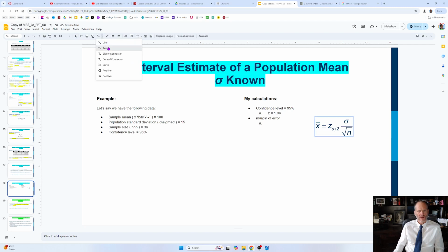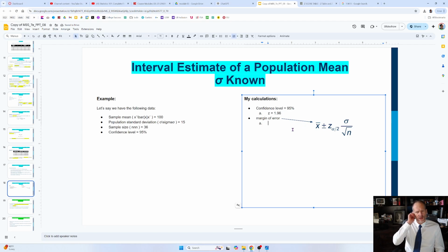Give me my arrow. And we'll draw an arrow from there. And then we'll also draw an arrow just for fun back to this calculation. That looks like it's a little bit too much. And then we'll calculate in here our margin of error.